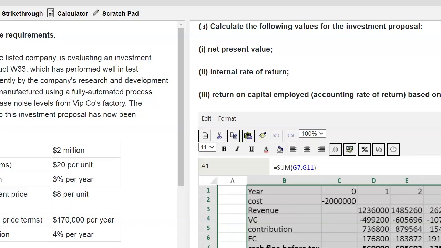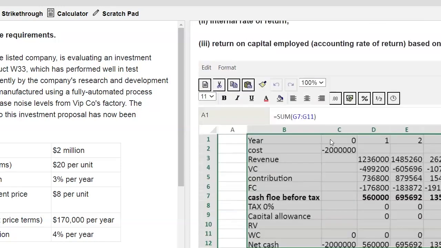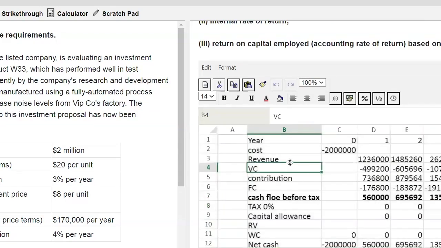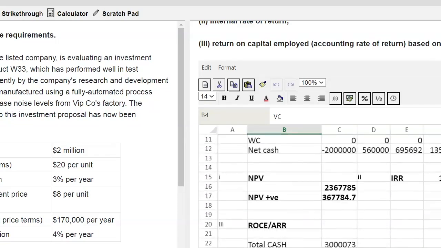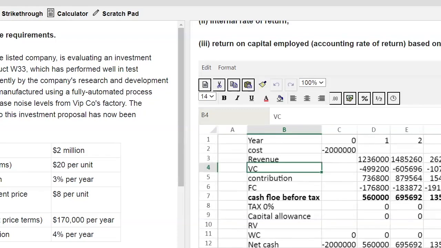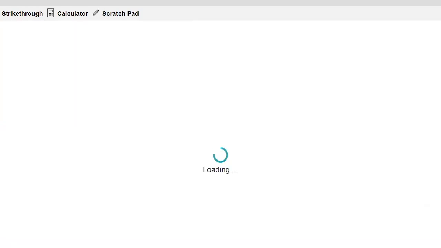Calculate the following values for the investment proposal: NPV, internal rate of return, return on capital employed, for 5, 3, and 3 marks. You have a total of 11 marks for the first part of the first constructive response question. And look, you are given an Excel sheet. This question has already been solved, but this is the Excel sheet. This Excel sheet will be given and you will solve this question. This is the first part of the constructive response question. After completing it, you will move to the next.